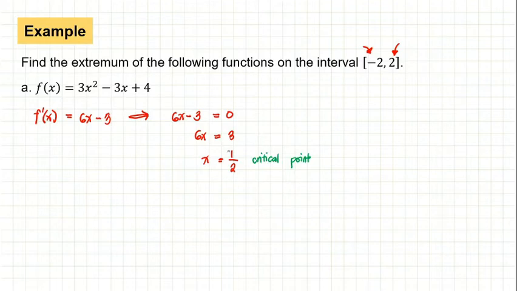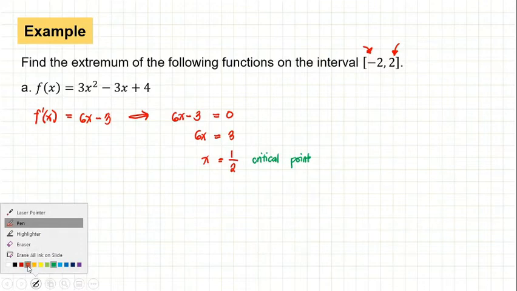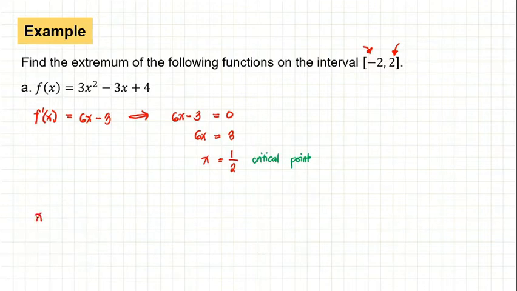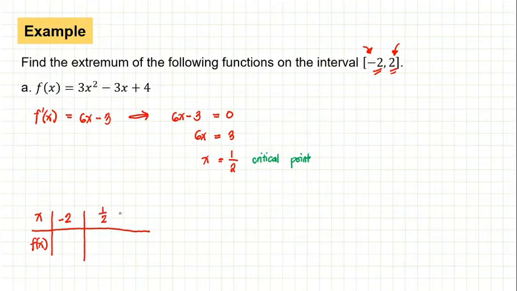So let us now compare. Let's have a table of values. We will have here the value of x, and we have f of x. Okay, so we will evaluate the function at the endpoints and at the critical point. Our endpoints are negative 2 and 2. So we have negative 2, then we also have the critical point, 1 half, and the other endpoint, 2. Then let's evaluate the function at these values of x.